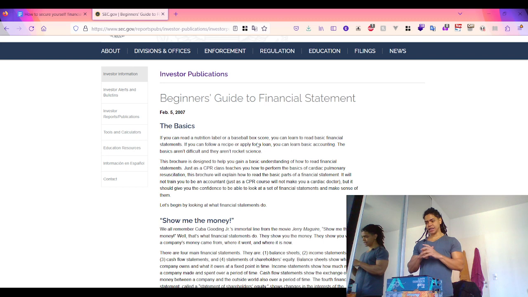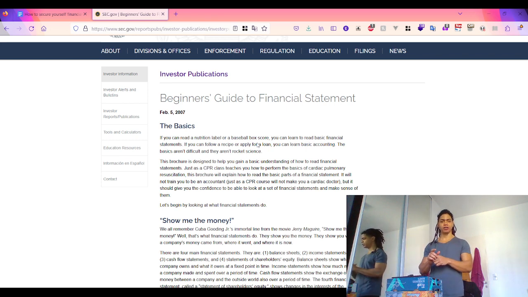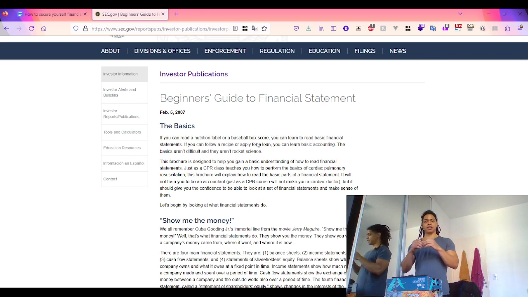So let's begin by defining what a financial statement is. After all, according to sec.gov, they show you the money. From Cuba Gooding Jr.'s immortal line in the Jerry Maguire movie, "Show me the money." That's what financial statements do, and there are several types.